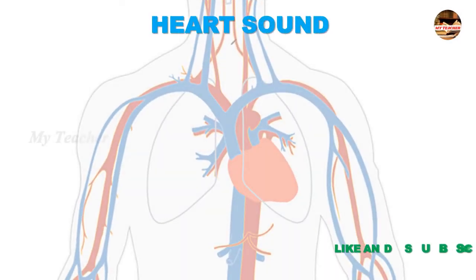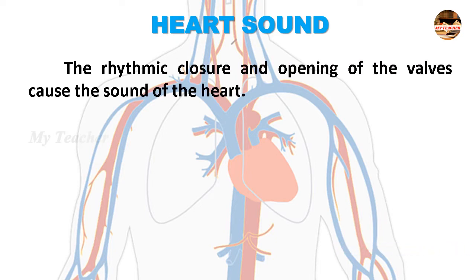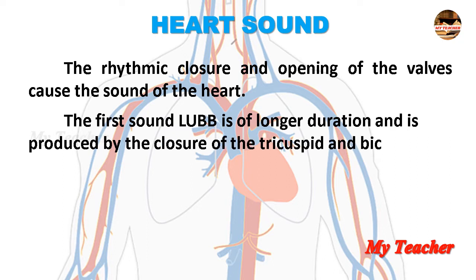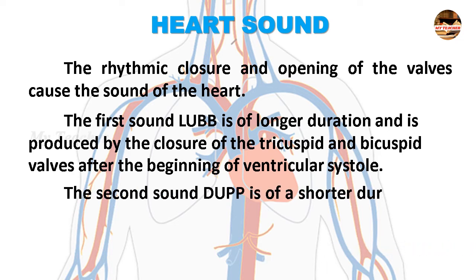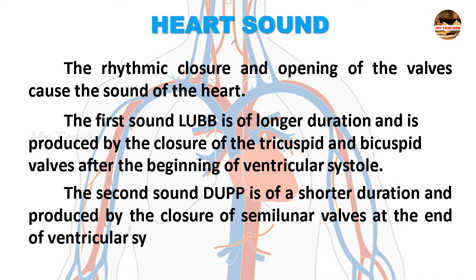Heart sound. The rhythmic closure and opening of the valves cause the sound of the heart. The first sound, lub, is of longer duration and is produced by the closure of the tricuspid and bicuspid valves after the beginning of ventricular systole. The second sound, dup, is of a shorter duration and produced by the closure of semilunar valves at the end of ventricular systole.